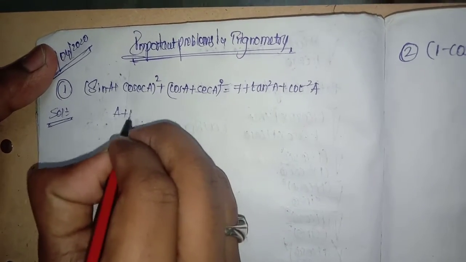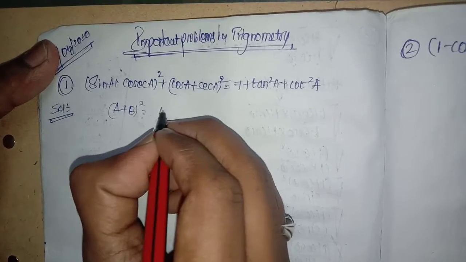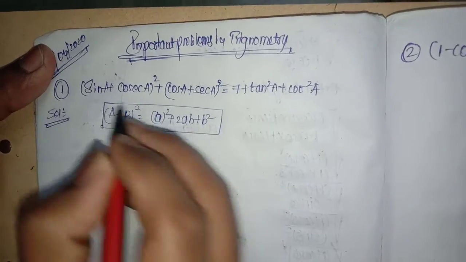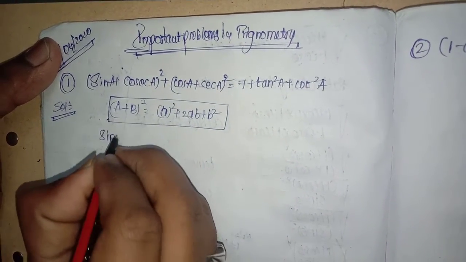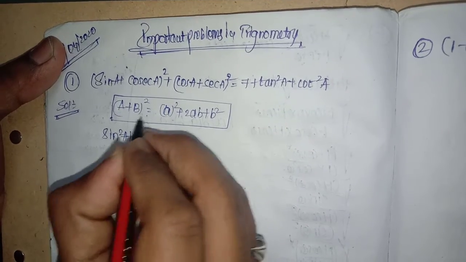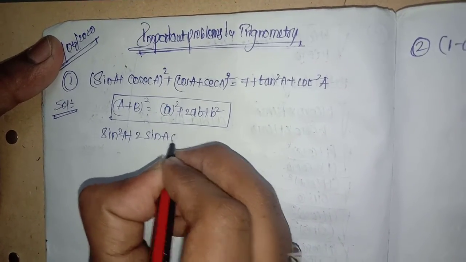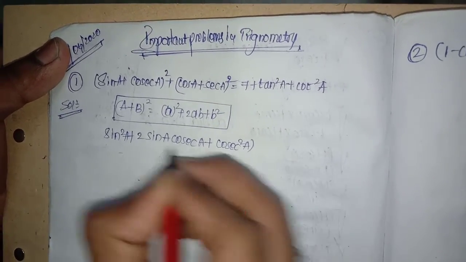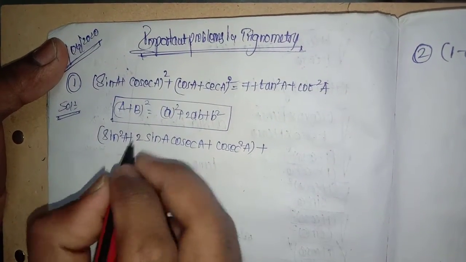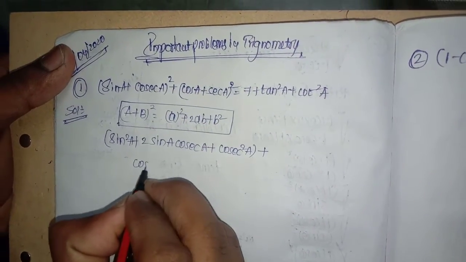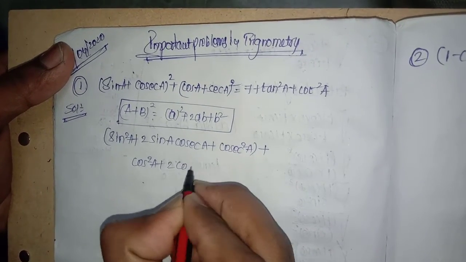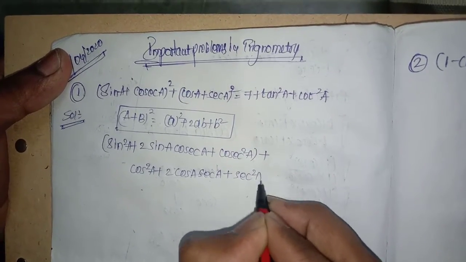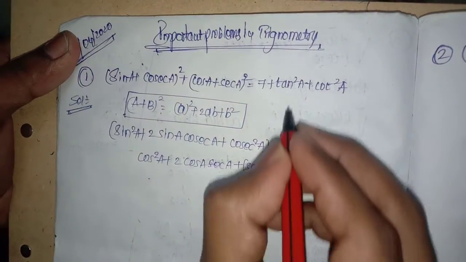(a plus b) whole square is equal to a square plus 2ab plus b square, which we have learned already. So first, applying that, sin square a plus 2 into sin a cosecant a plus cosecant square a. Next, plus cos square a plus 2 cos a secant a plus secant square a. These we are doing as the solution. They ask us to prove this.